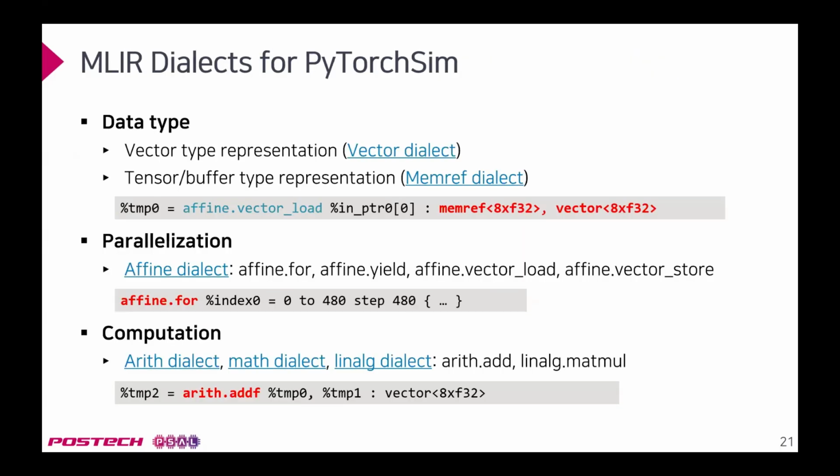And PyTorchSim uses several MLIR dialects, which are widely adopted by AI accelerators. For data types, the vector dialect for SIMD vectors and memref for tensor and buffer memory. And for parallelization, the affine dialect, which provides structured loop constructs and memory access with symbolic index expressions. The arith, math, and linalg dialects cover arithmetic, math functions, and linear algebra computation.